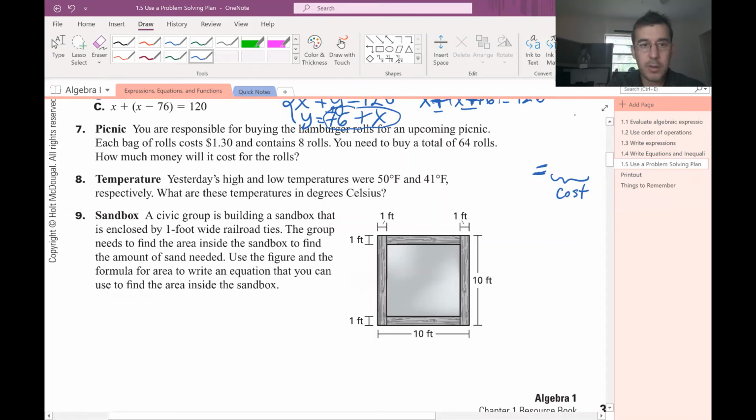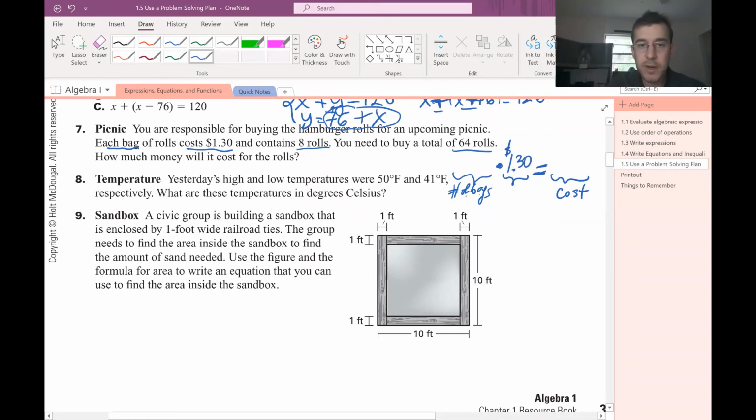We know that first, how do we get the cost? We have to multiply. What do we have to multiply? We have to multiply the number of bags times the cost per bag. The cost per bag, each bag costs $1.30. So $1.30 is the cost per bag. And how many bags? Well, each bag contains 8 rolls, but we have 64 rolls.